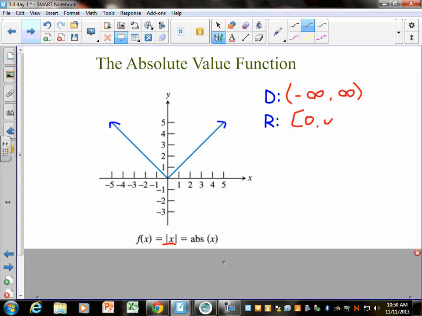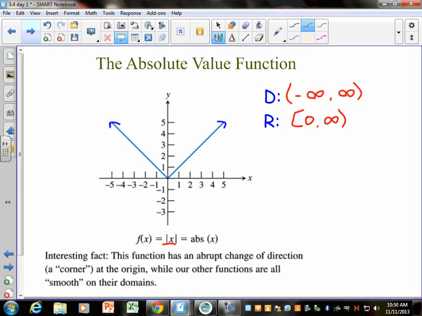And again, notice that this function has an abrupt change of direction or a corner, whereas other functions, that's why I'm kind of picky when I grade graphs. If you make sharp corners on polynomial functions, I say no sharp corners, because absolute value is the only sharp corner graph.